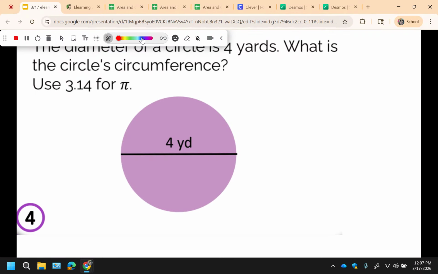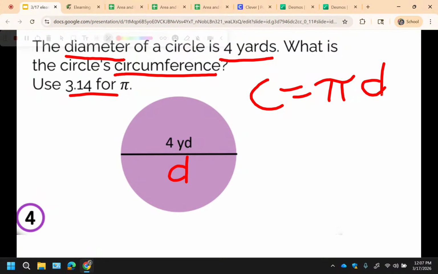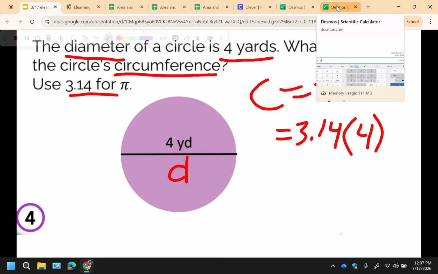Okay, so now they gave us the diameter of a circle is 4 yards. What is the circumference? Now, circumference is different than area. Remember there are 2 different ways to find circumference. Well, if they gave us diameter, we use this formula. The formulas are on Canvas as well as on the Google Sheet at the bottom. So this then equals 3.14 times 4. I don't need the 2 because that's only used if we have radius. So then we can go in and put that in.